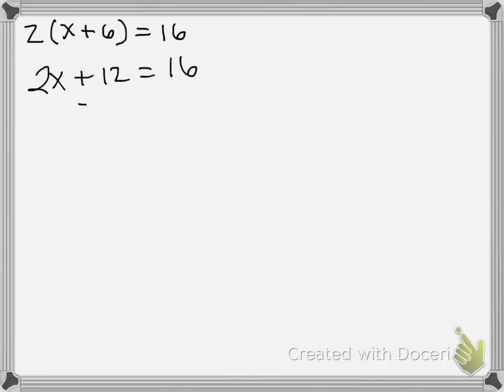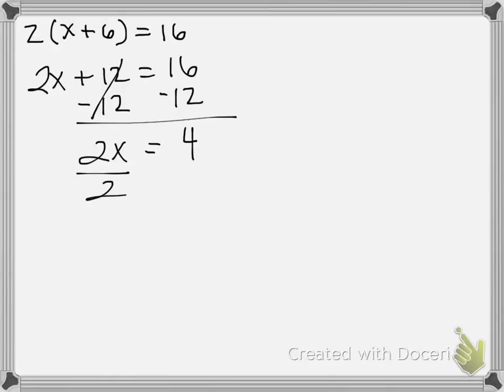So I'll start by getting rid of this 12 by doing the opposite operation. So I'll subtract. It's an equal sign, so I've got to keep things equal and do the same on both sides. These will cancel, positive 12 and negative 12. Now I have 16 minus 12, so that's going to give me 4. And what do I have over on this side? My 2x. So now I have 2x equals 4. Now this is x multiplied by 2, so to get rid of that I'll just divide by 2. I have to do that to both sides. So now x equals 2.